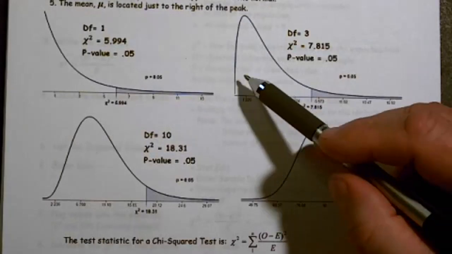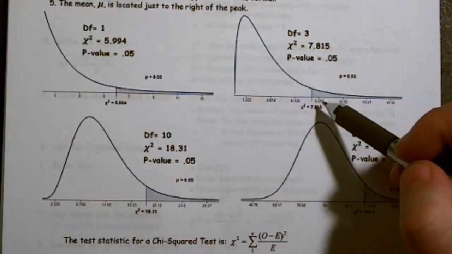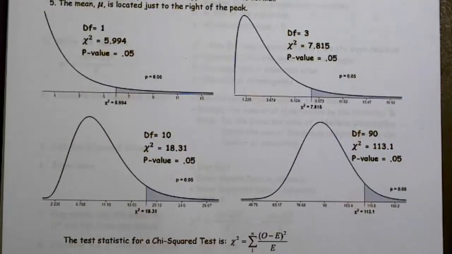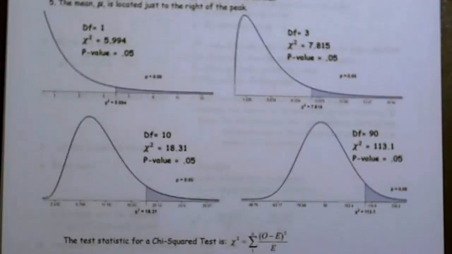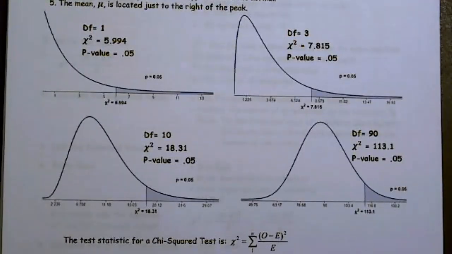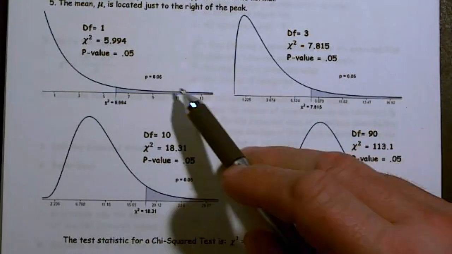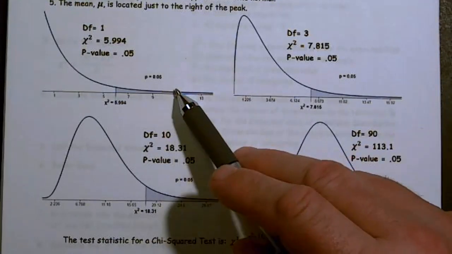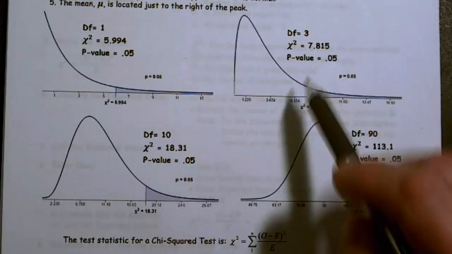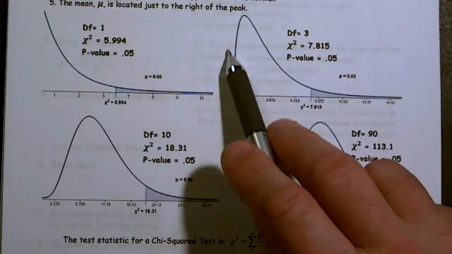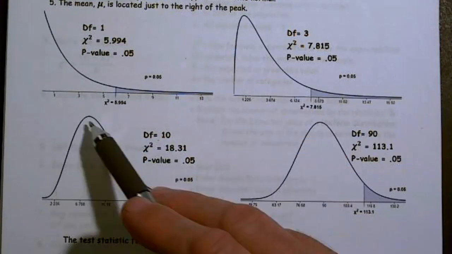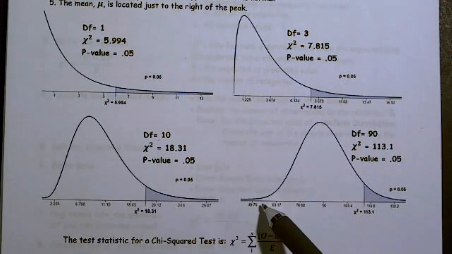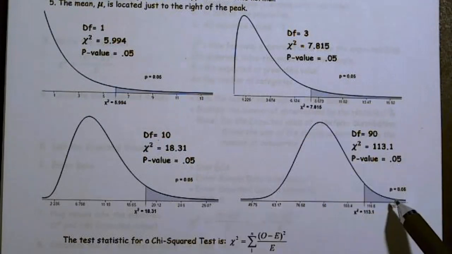When we go to 3, it's a little less skewed to the right. But all of them have p-values of 0.05. So the 3 was a little less skewed, but still skewed. When we get up to degrees of freedom of 10, we're less skewed, but we're still definitely skewed. And when we get to 90, we're starting to look pretty normal.